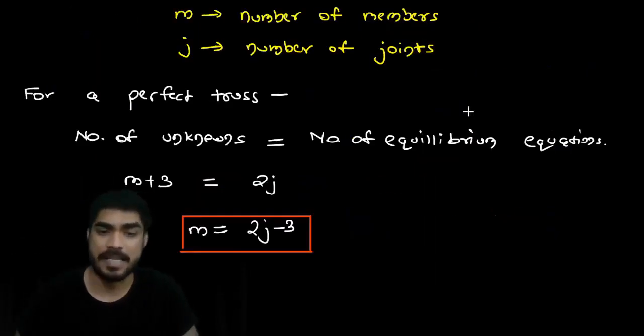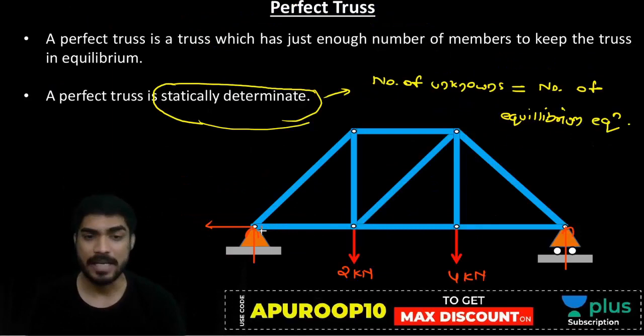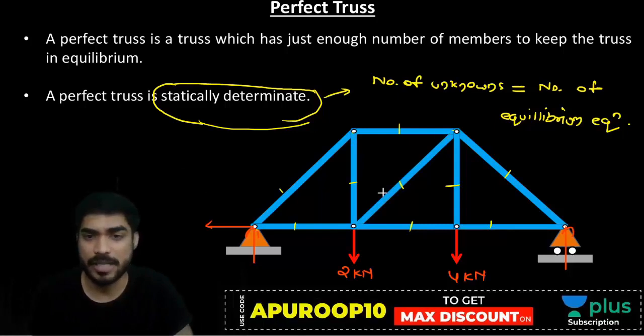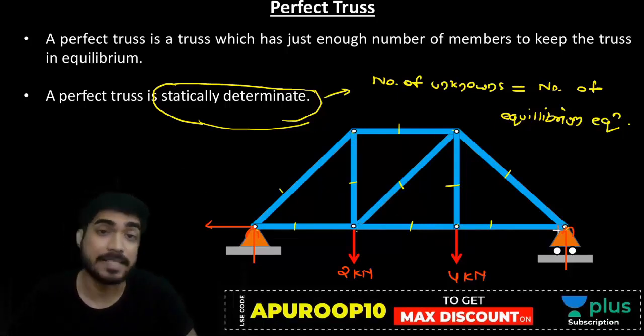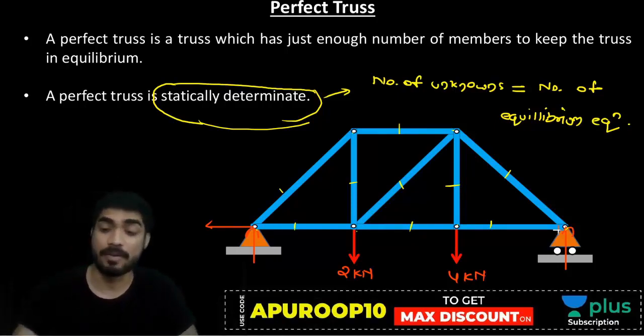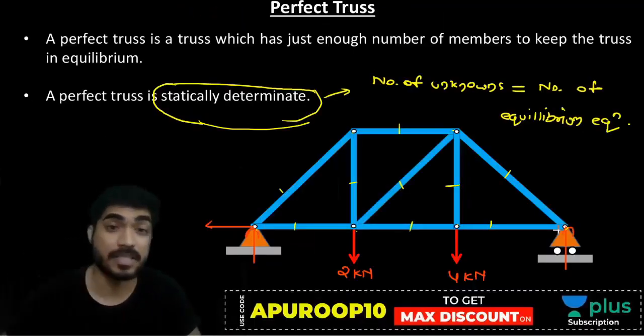Now understand in this example, how many members do we have? 1, 2, 3, 4, 5, 6, 7, 8, 9, right? And how many joints do we have? 1, 2, 3, 4, 5, 6, right? So 2j minus 3, 2 into 6, 12 minus 3, 9. So number of members are equal to 2j minus 3. So this is a perfect truss.